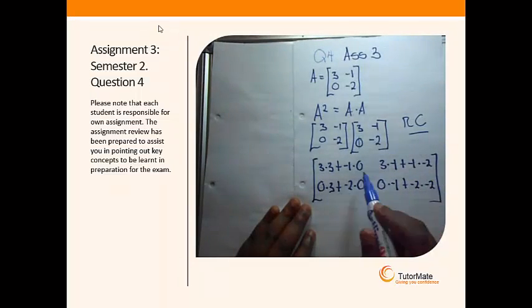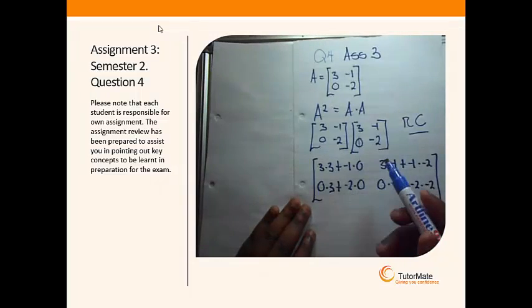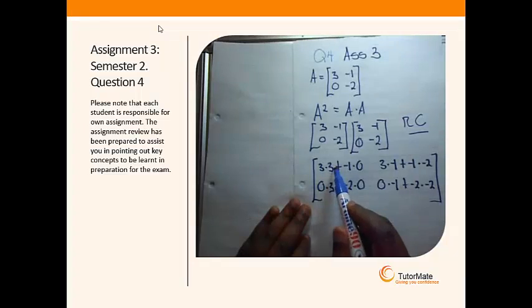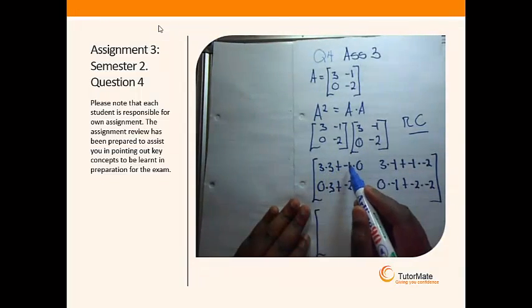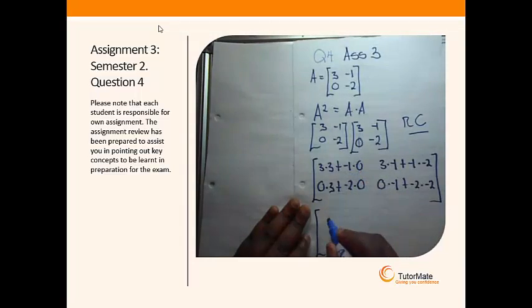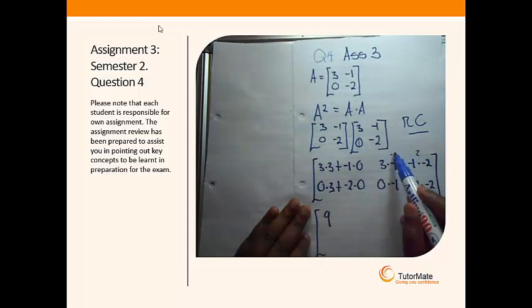So now you solve for the variables here. 3 times 3 is equal to 9, plus minus 1 times 0 equal to 0. So you're going to have 9 here. Then 3 times minus 1 is equal to minus 3, plus minus 1 times minus 2, we're going to get 2 here. So minus 3 plus 2, you're going to get minus 1.